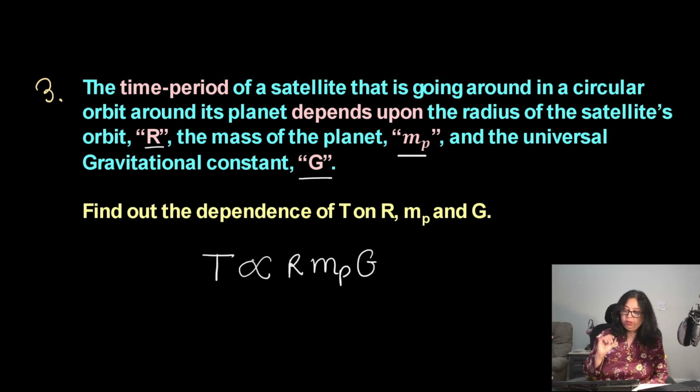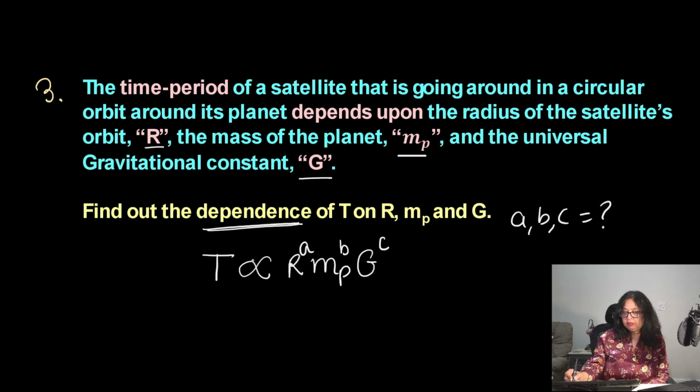Okay, now the problem is asking us to find out the dependence of T on r, mp, and G. So here it is r to the power a, mp to the power b, and G to the power c. So when we're asked to find this dependence of T on r, mp, and G, we want to find a, b, and c. Okay? Now, r we know has the dimensions of length. mp has dimensions of mass.